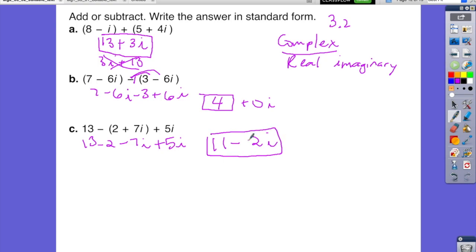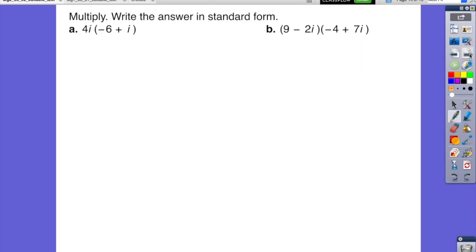If you are watching my video, I'm going to want you to pause the video and do monitoring progress 8, 9, and 10 on page 106. But I'm going to move forward. Let's do our multiplication now. Same thing, like you would do with any other problem.